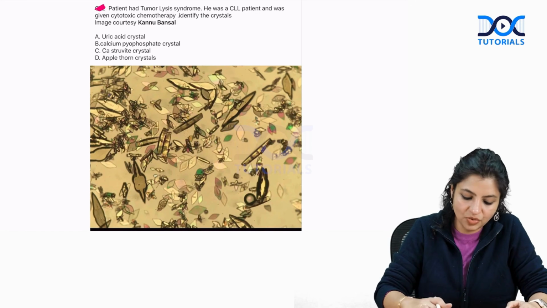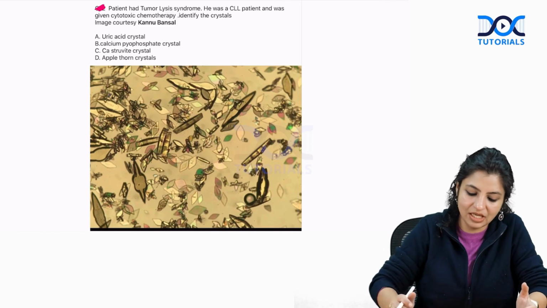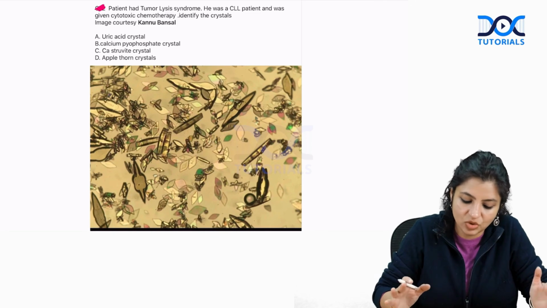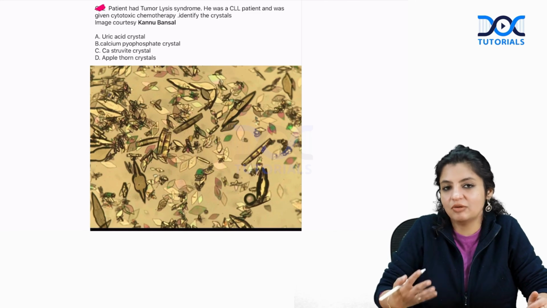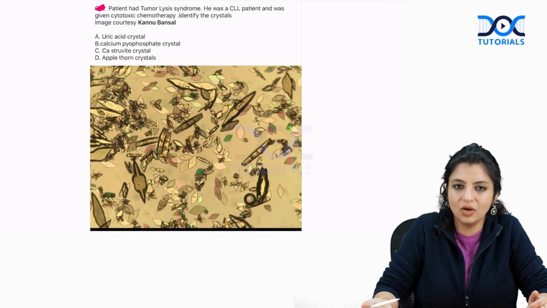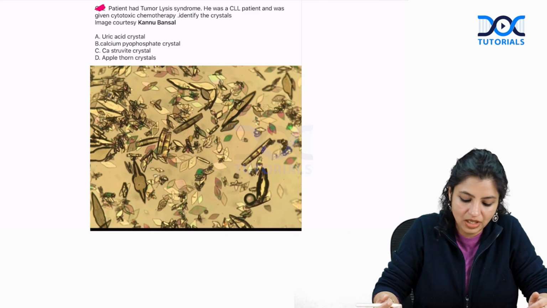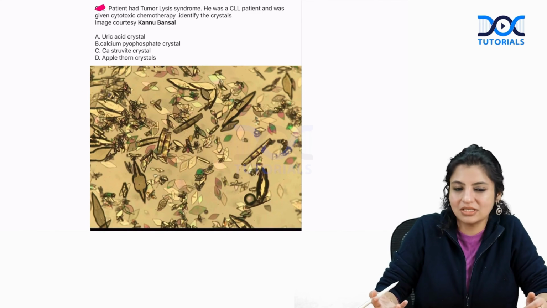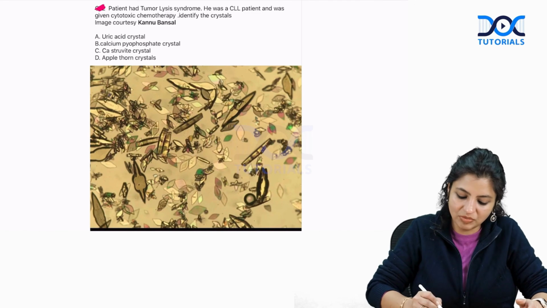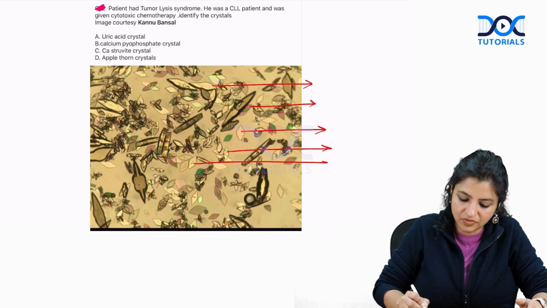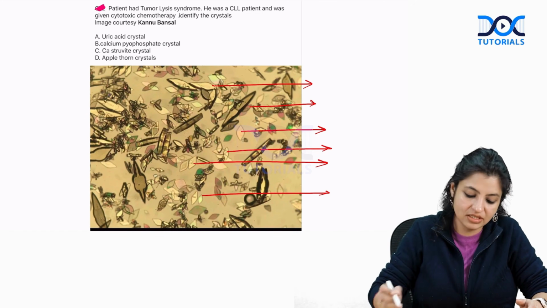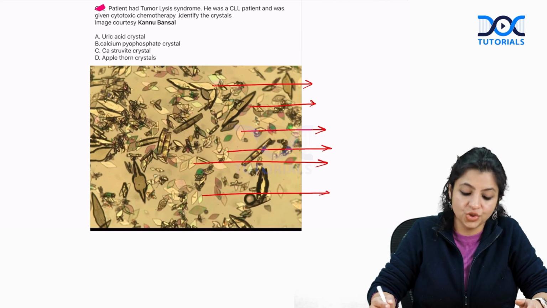So this was a patient who had tumor lysis syndrome and he's a CLL patient and he was given cytotoxic chemotherapy. So this is a real case. This is an image which is given by my student Kanu Bansal, who is in the US now. So this is his image. So what were these crystals? These are the typical crystals that were seen in patients of CLL. So look at these crystals here, which all of you can see. These crystals which you're seeing are uric acid crystals.